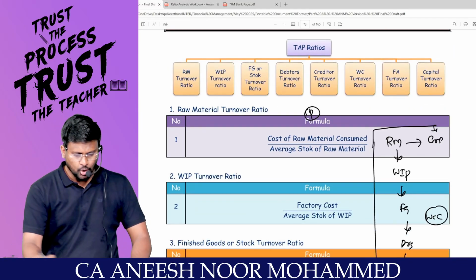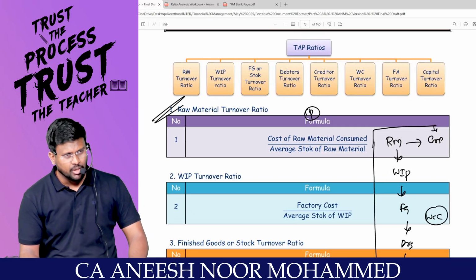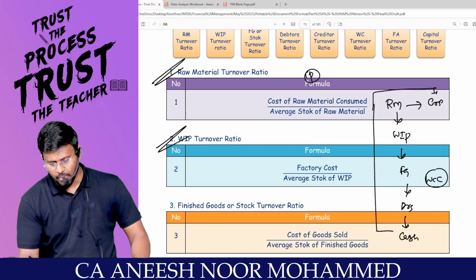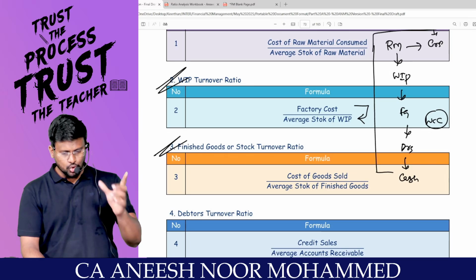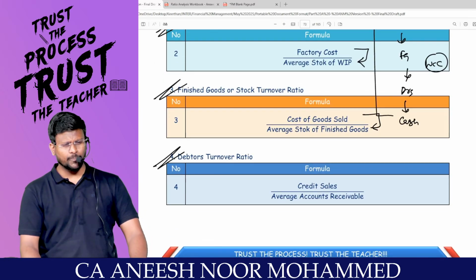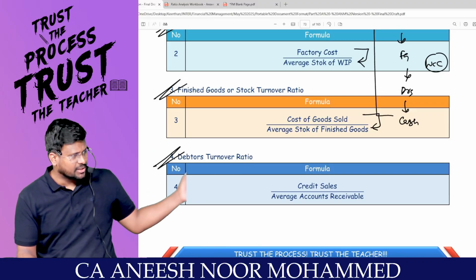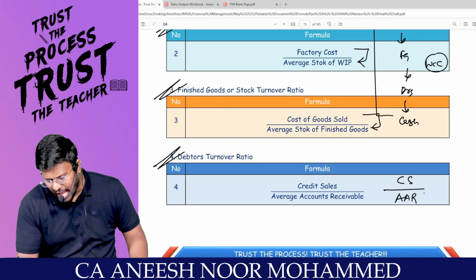Comfortable? So tell me, what is raw material turnover ratio? Cost of raw material consumed divided by average stock of raw material. WIP turnover ratio: factory cost divided by average stock of WIP. Finished goods turnover ratio: cost of goods sold divided by average stock of finished goods. Coming to debtors turnover ratio, my dear lovable students, when will debtors come? When I make the credit sales. So credit sales divided by average accounts receivable.